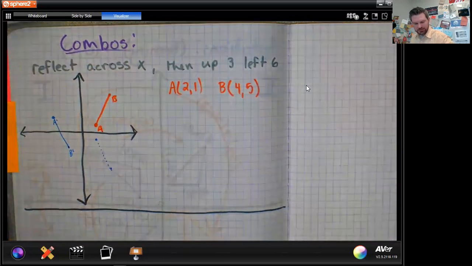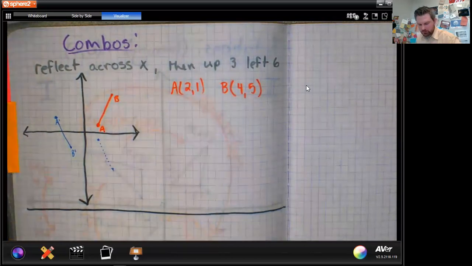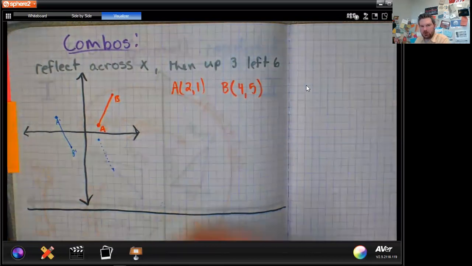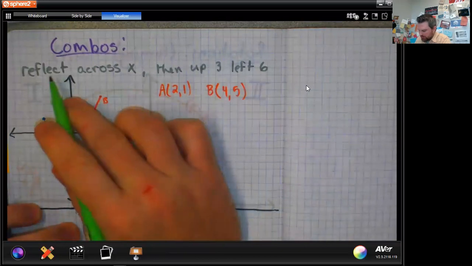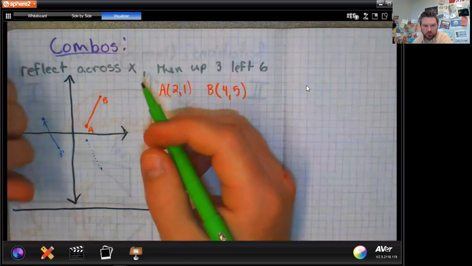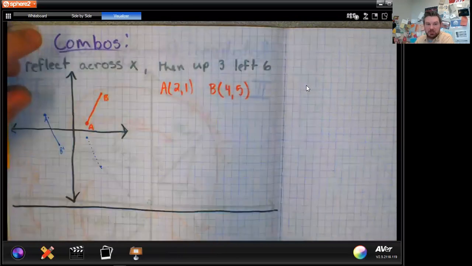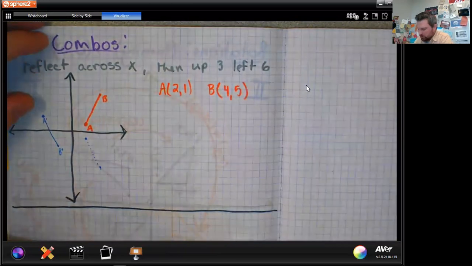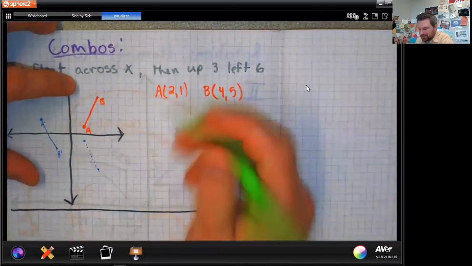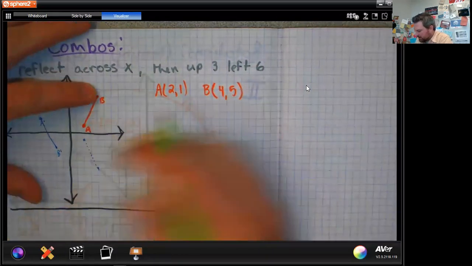Now we need to take a look at the rule. Let me get a different color here. We want to start with reflecting across the x-axis. If you have a hard time remembering these rules, you can do one of two things. Number one, you could study and just memorize all the rules. Or number two, you can look at the before and after points and figure out what the rule needs to be. That's the method I like doing, just figuring it out instead of memorizing.